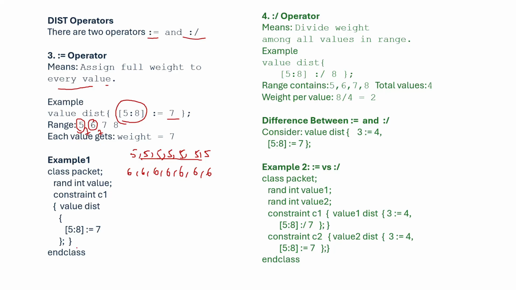Example. So this is also the same thing, and colon divided by. How many times here? 5 to 8: 5, 6, 7, 8. Okay. 4 values are there. How many times are repeating? 8 times. So 8 divided by 4, that means 2. That means 5 will be repeated 2 times, 6 will be repeated 2 times, 7 will be repeated 2 times, 8 will be repeated 2 times.